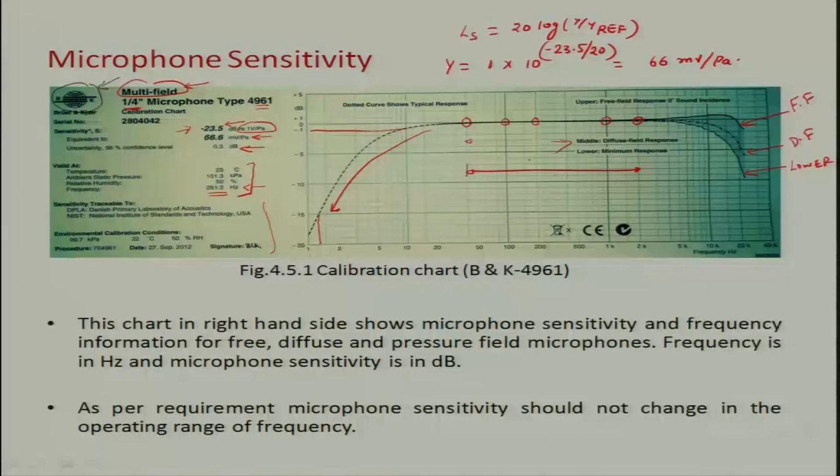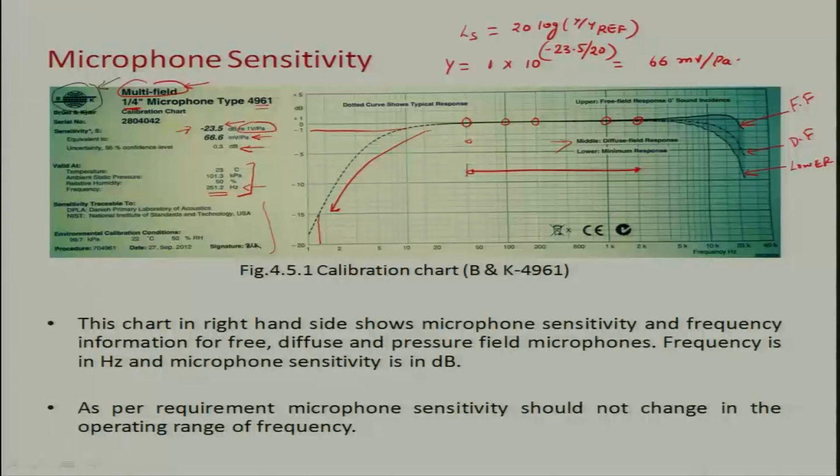this line is for the diffuse field response, because it says middle is diffuse field response. Okay. So, below 2000 hertz we have a common line which gives the response for all the 3 fields: diffuse field, free field, and pressure field. But above 2000 hertz we have to see which particular line we use. If we are in free field conditions, then we use the upper line, if we are in diffuse field, then we use the middle line, and so on and so forth. So, that is how we use this chart.